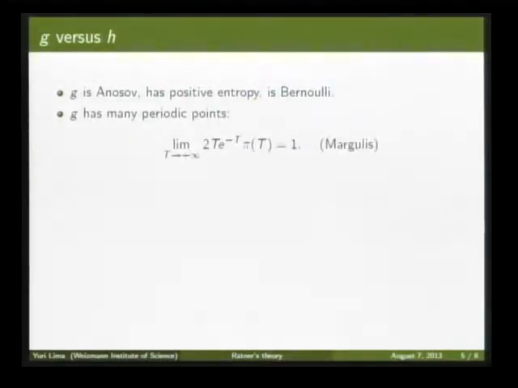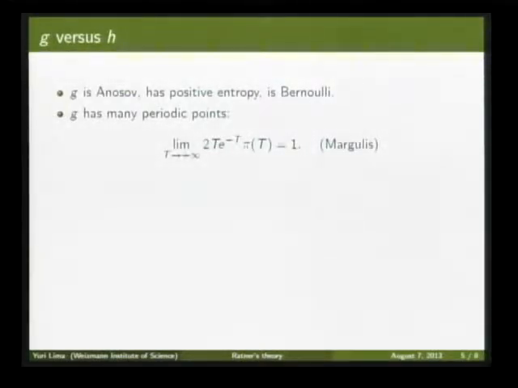Okay, so now I'm going to make a compilation of some properties of G and H to compare these two flows. As I said yesterday, G is an Anosov flow. So it has positive topological entropy. And actually there is a theorem of Ornstein and Weiss that shows that it is Bernoulli. If you fix any time, G_t is always going to be a Bernoulli map. Also G_t has many periodic points. This was proved by Margulis. He got exactly the asymptotics of the number of periodic points.